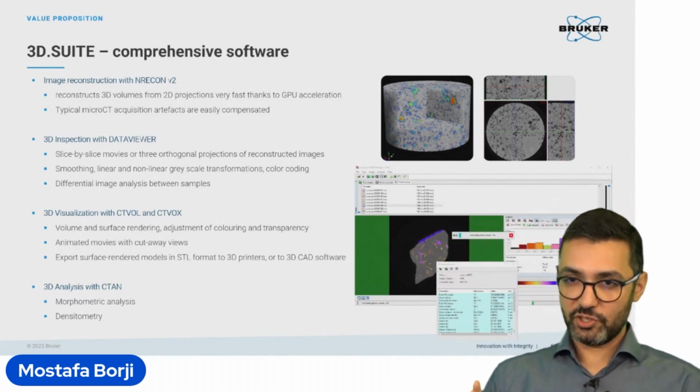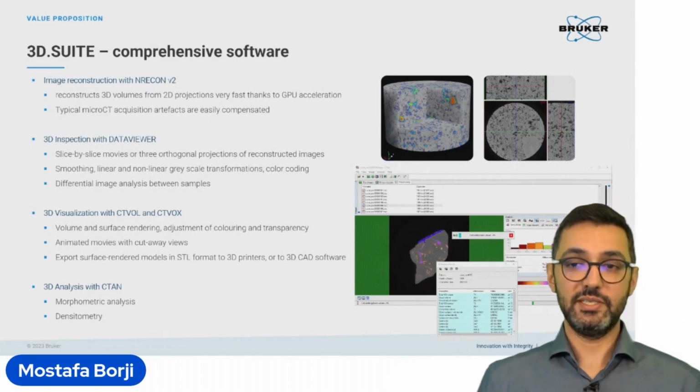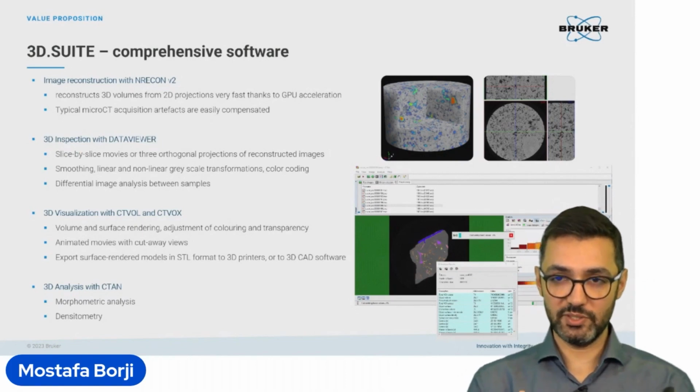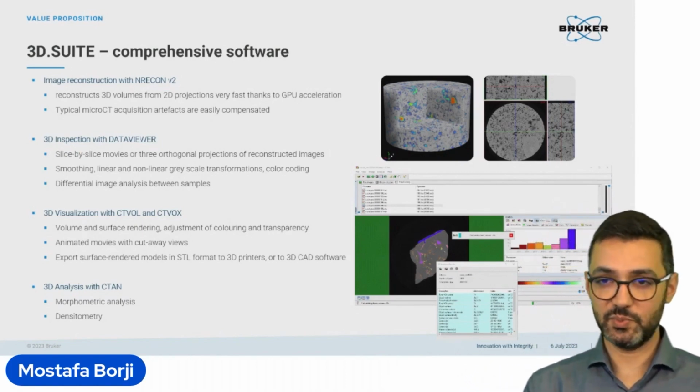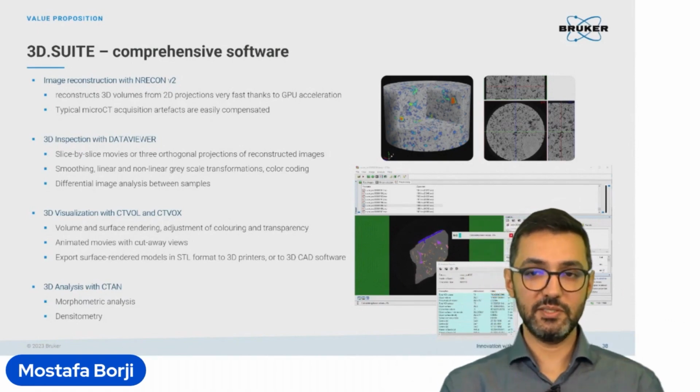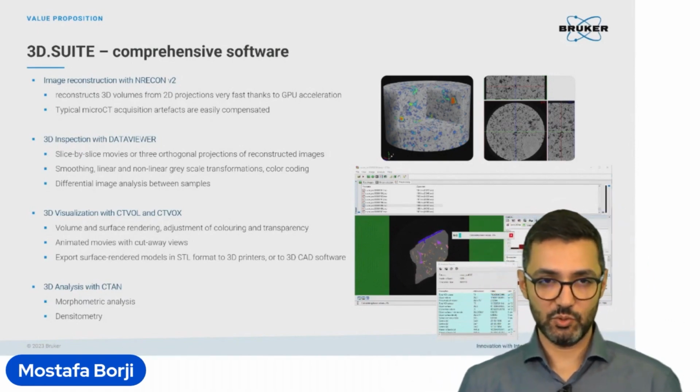After reconstruction, we have 3D inspection data viewer software. So this is for fast inspection. We go through the sample and we want to see if there are any specific features of interest at the beginning. We also can do the distance measurements in this software and so on.